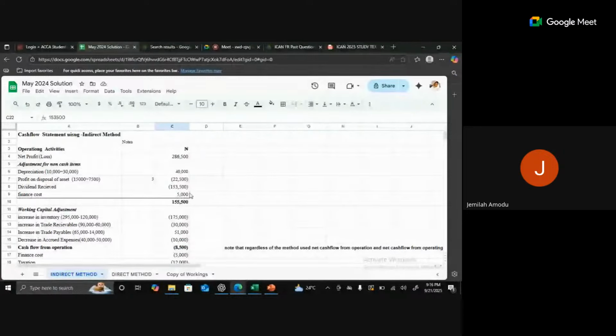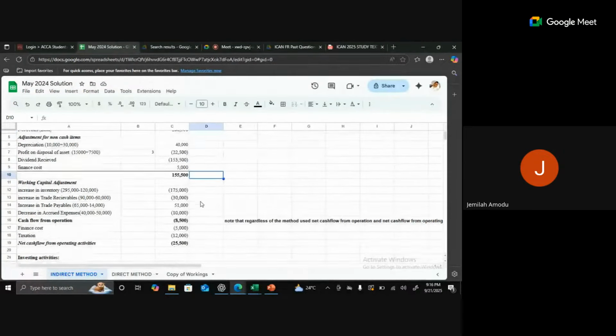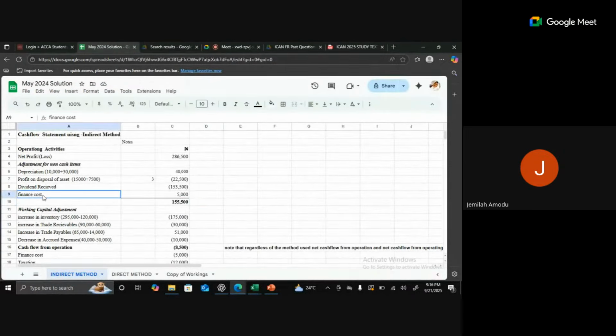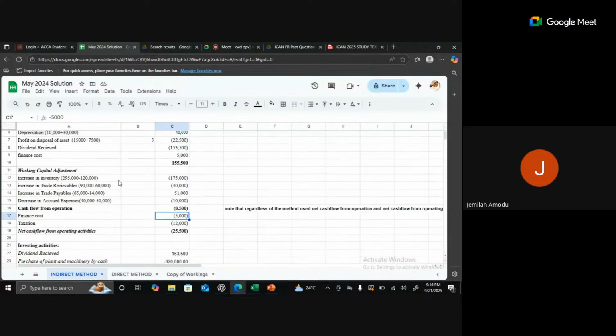The finance cost, we are adding it back, right? So that we'll be able to know the actual cash that was generated from operation before we deduct it. In some cases, the finance cost in the income statement is not fully cash. It might be a combination of cash and accrual, so for that reason there will be an adjustment. But for this particular question, the finance cost is the same thing. Regardless, you add it back first and remove it at the end, before you arrive at your net cash flow from operation.